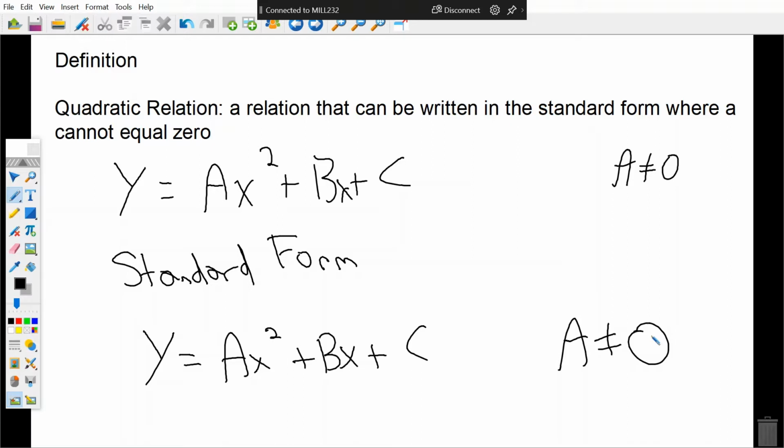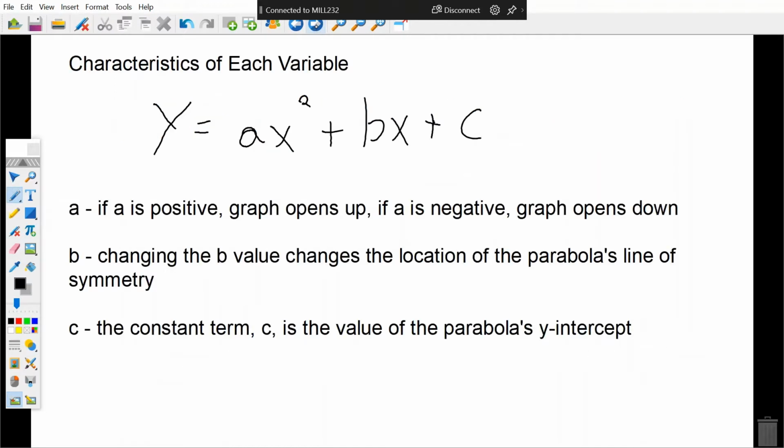Now sometimes, we'll get into that later. Let's keep going. It's important to understand the characteristics of each variable, okay? Y and x are the x and y coordinates, okay? C is the easiest one. We'll start with that. C is the constant term. The C is the value of the parabola's y-intercept.